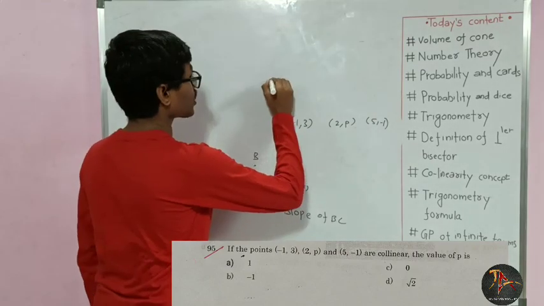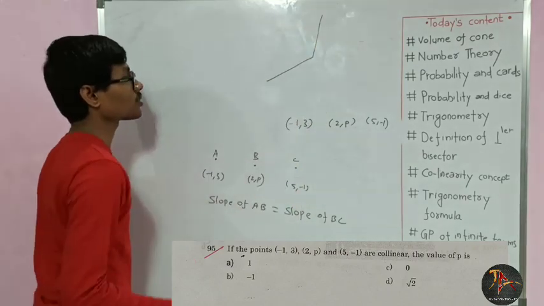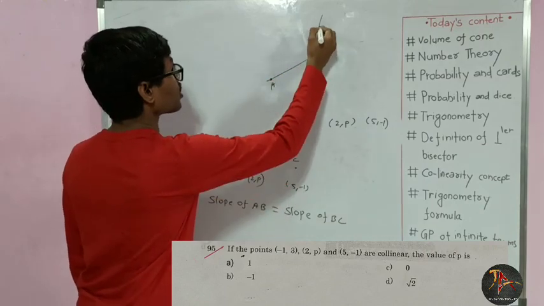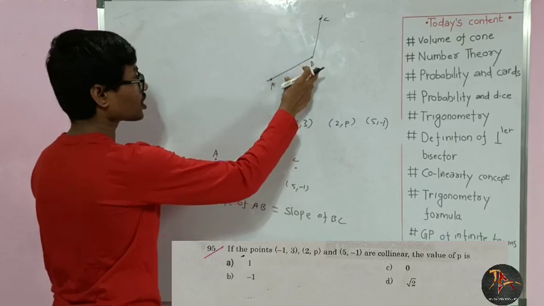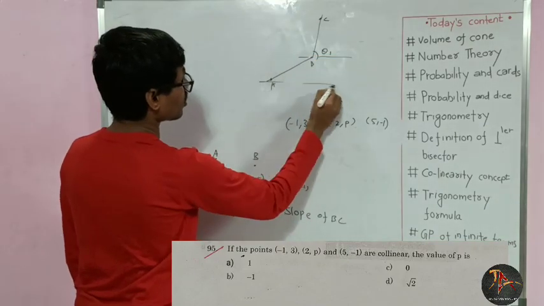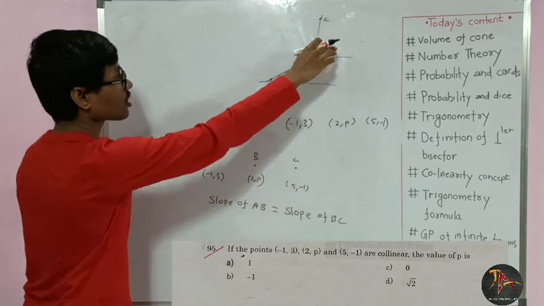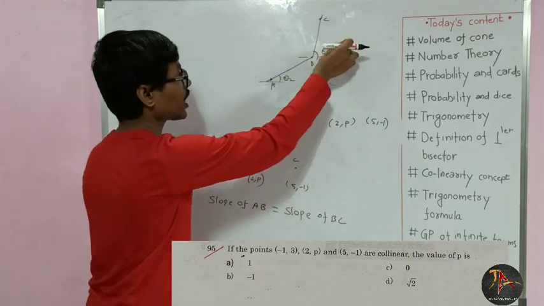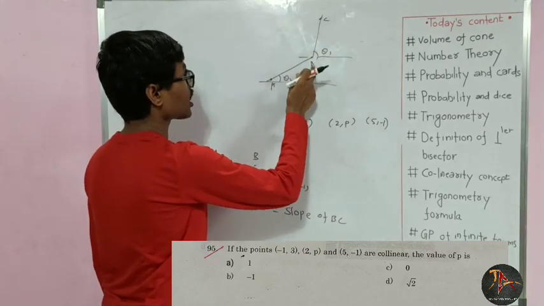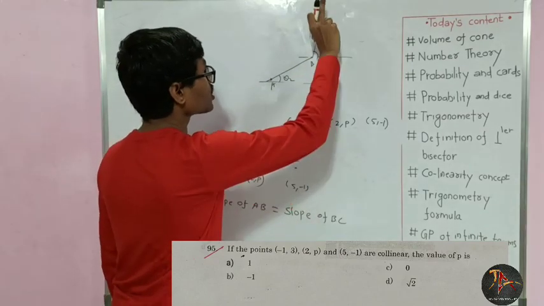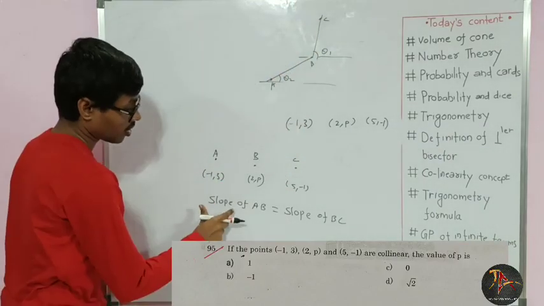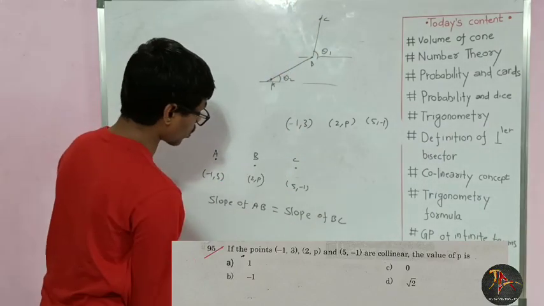If slopes are not equal, then these points will be at some angle. Suppose A is here, B is here, and C is here. If slopes are not equal, then this theta1 and this theta2 are different. Then tan theta1 is not equal to tan theta2, and since tan theta1 is not equal to tan theta2, these points will not be collinear. Now the slope of AB is equal to the slope of BC.